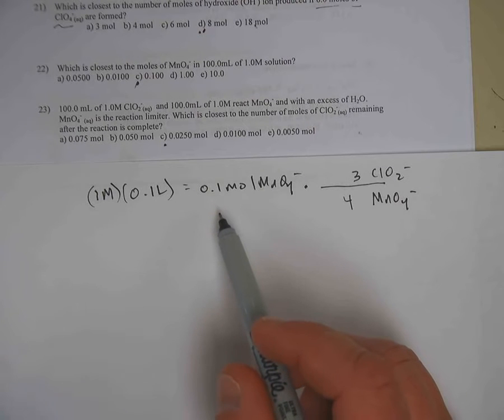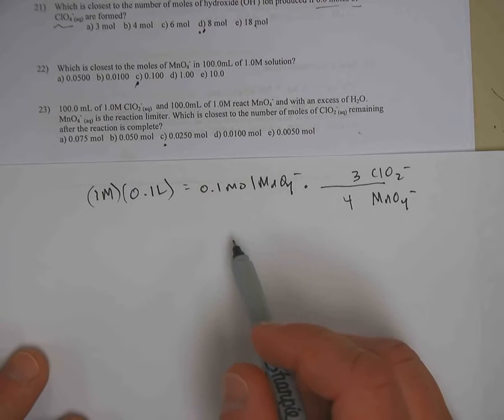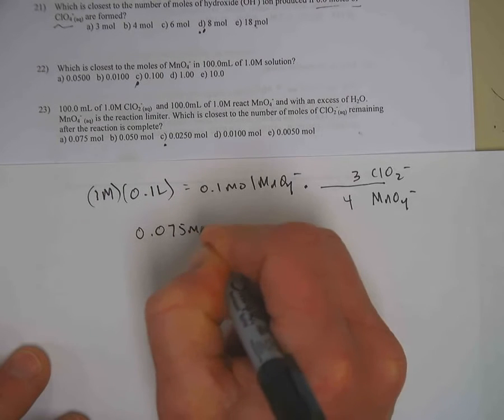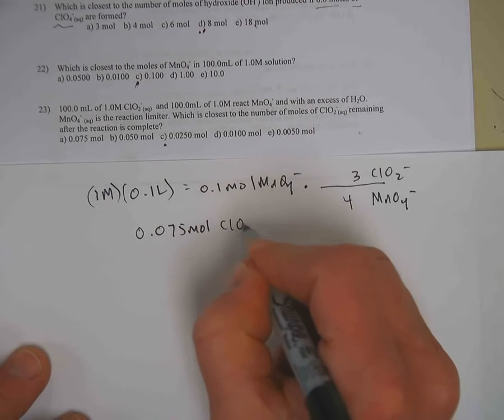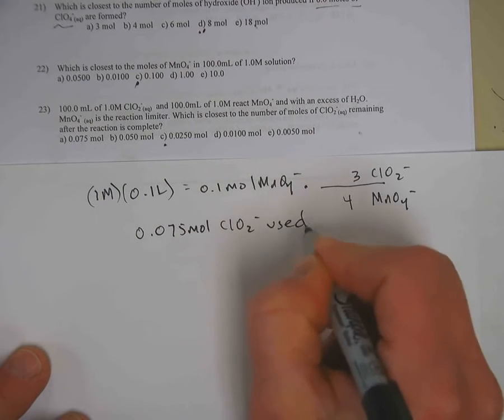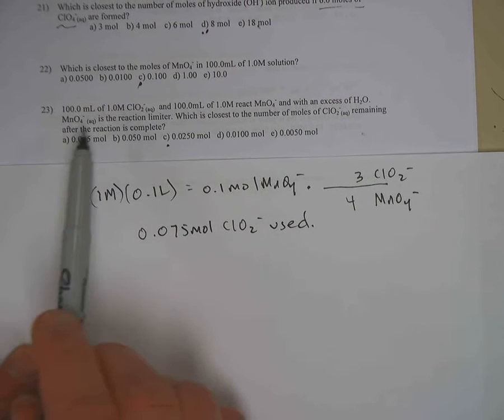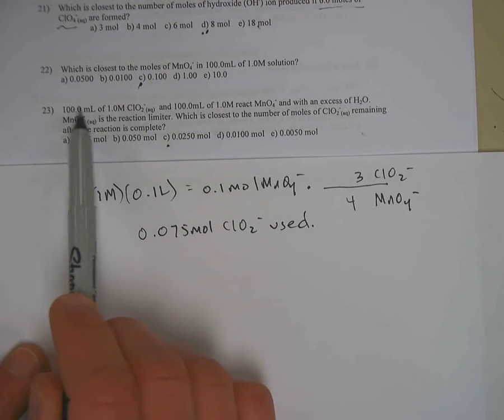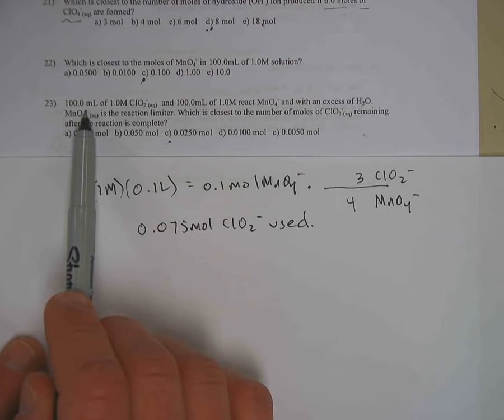3/4 of 0.1, I guess you could say, is 0.075 moles of ClO2 minus will be used. And now they tell you the amount of ClO2 minus that you have to start with, but they don't tell you the number of moles.